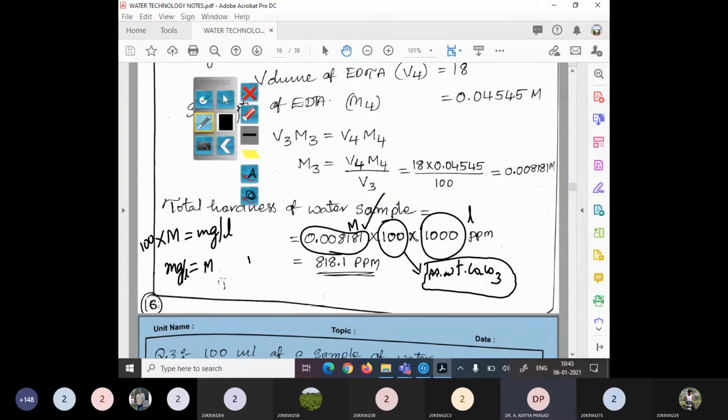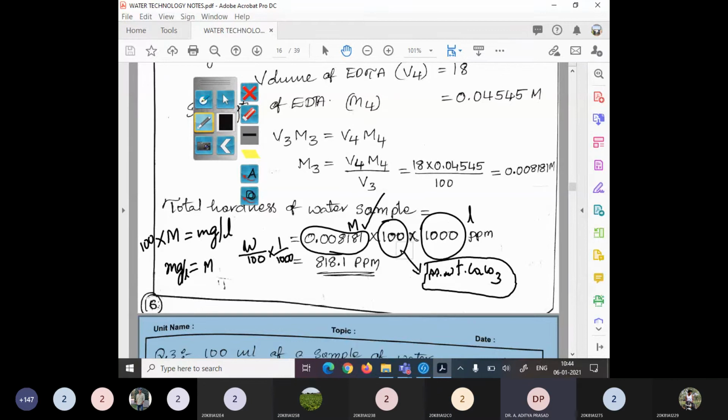We will be dividing with the molecular weight into 1 by 1000. Yes or no? We are just doing the opposite of it. Can you able to follow me or not? Yes, sir. We are able to follow.